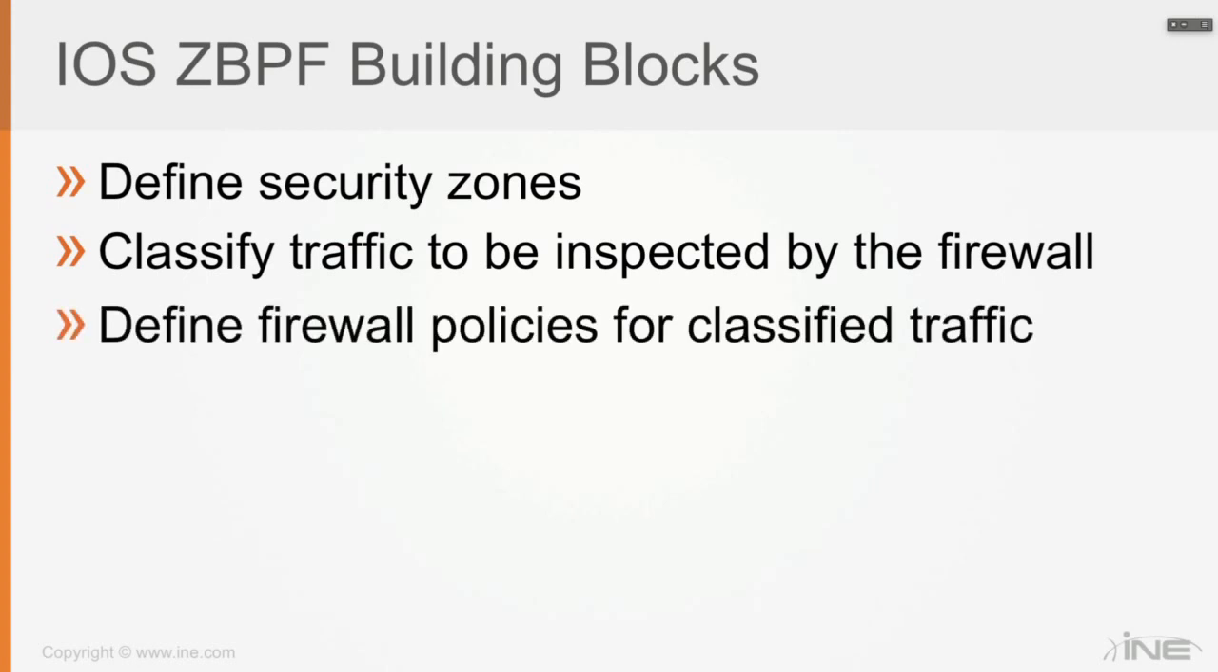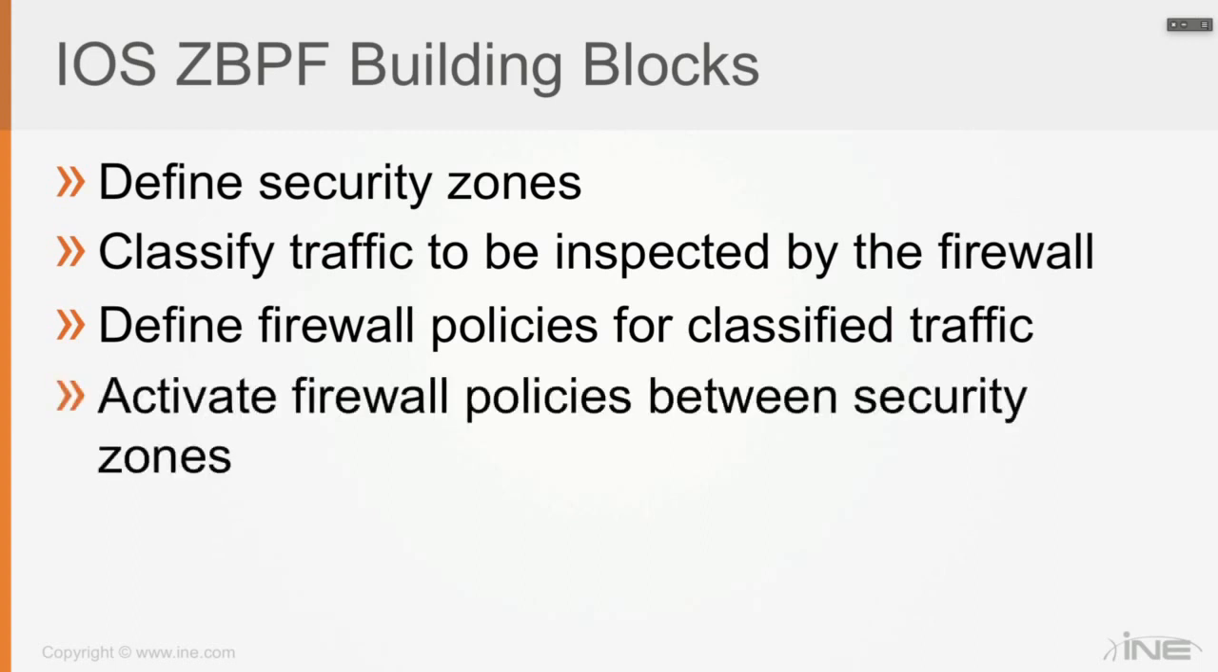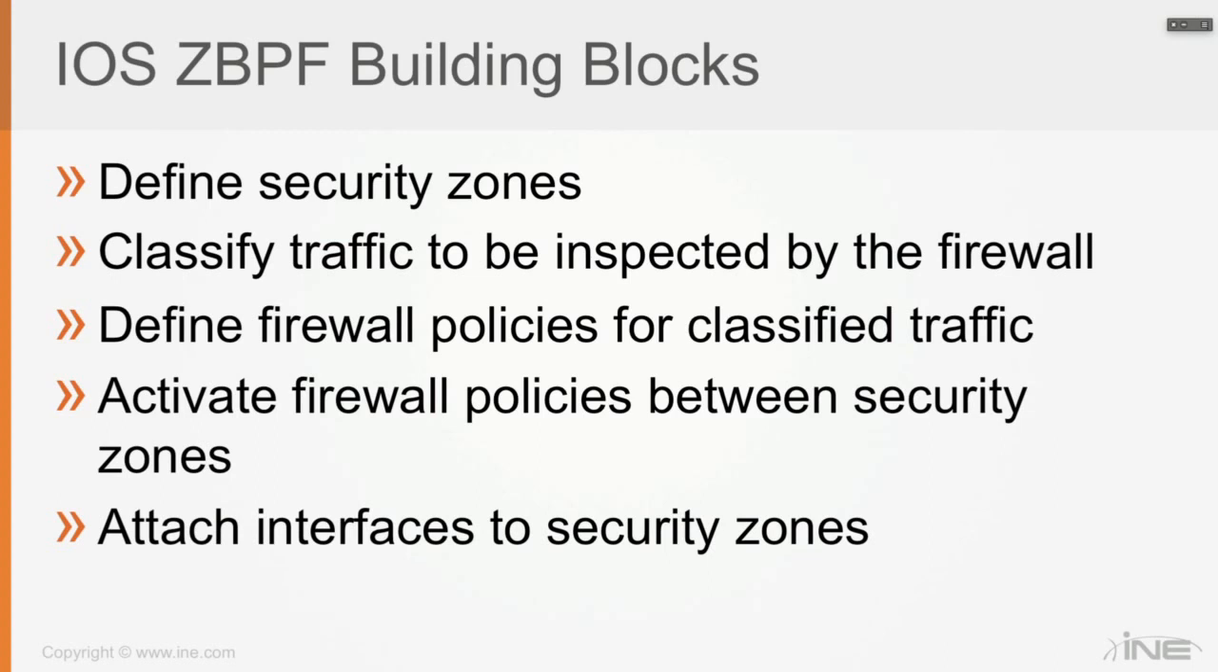Then once you have matched on the traffic, you define the firewall policies for the classified traffic, which means you tell the router how to control that traffic back and forth. And then of course you enforce the firewall policy between the security zones. And finally, you have to attach the interfaces to security zones.